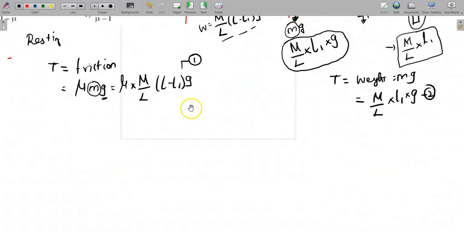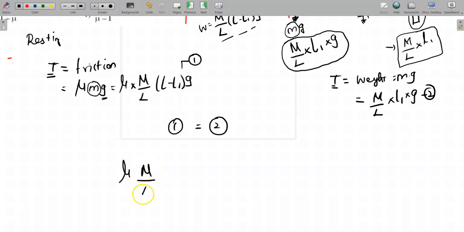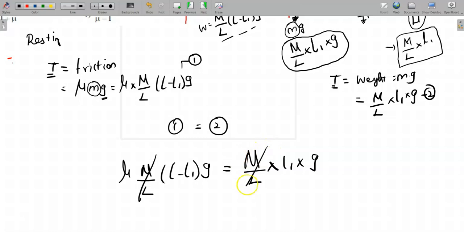Now we equate these two equations, 1 equal to 2, because the tension is equal on both sides. So mu m per L, times L minus L1, times g is equal to m per L times L1 times g. You can cancel these terms. Then mu L minus mu L1 is equal to L1.